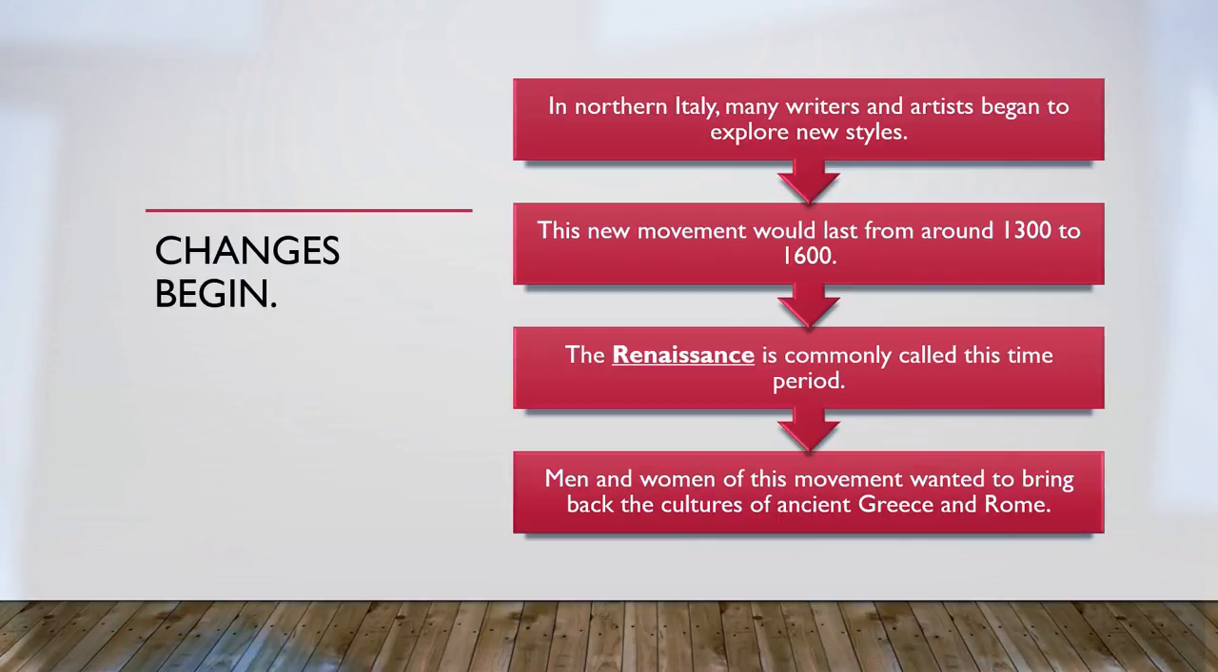So changes begin. In northern Italy, many writers and artists are going to begin to explore new styles. And this, again, is part of the Renaissance, and we'll take a look at this later on. But this new movement is going to last from around 1300 to about 1600. And we commonly call this time period the Renaissance, like we say, a time of rebirth, a time of learning, a time of change in art and literature, all those different things. And men and women of this movement especially want to bring back the cultures of ancient Greece and Rome.